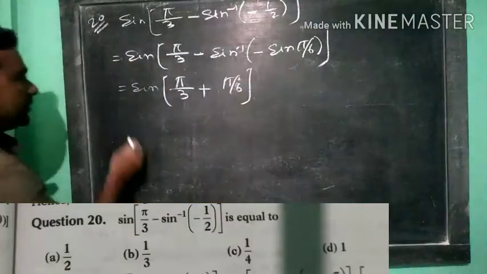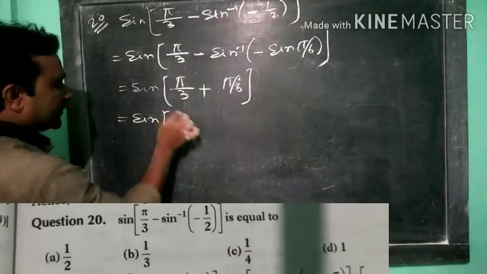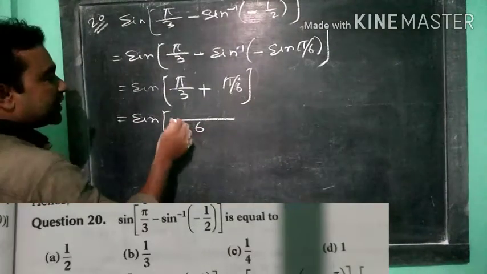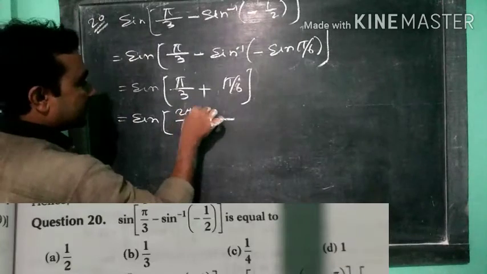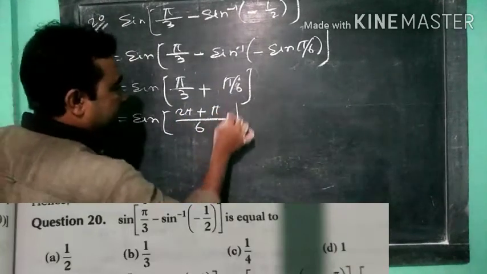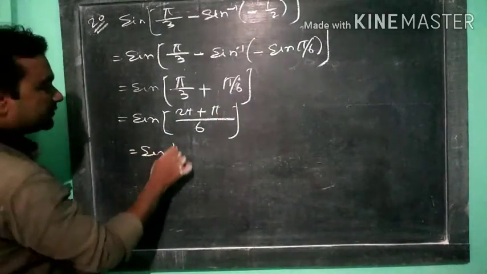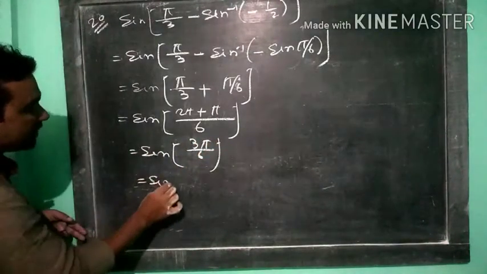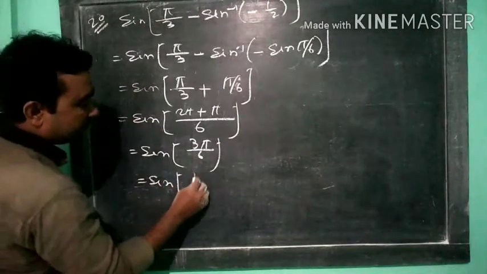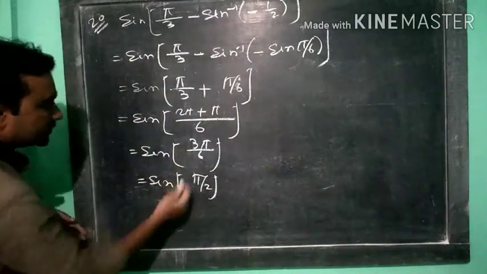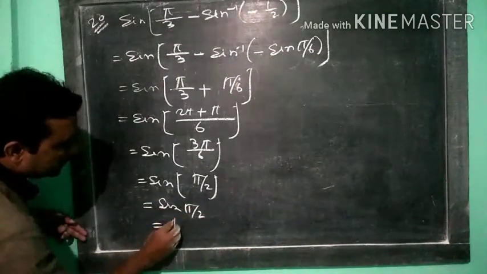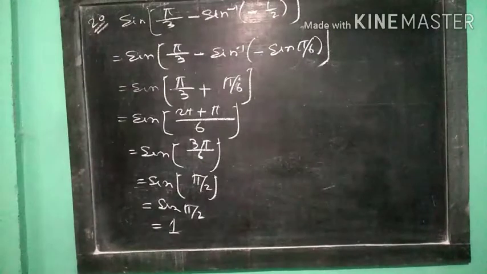So if we take LCM as 6, then 3 sixes are 2 times, this is 2 pi, and 6 sixes are 1 times, this is pi. This is equal to sin 3 pi by 6, so this is pi by 2. Okay, sin pi by 2 equal to 1. This is sin pi by 2 equal to 1. So D is the correct option.